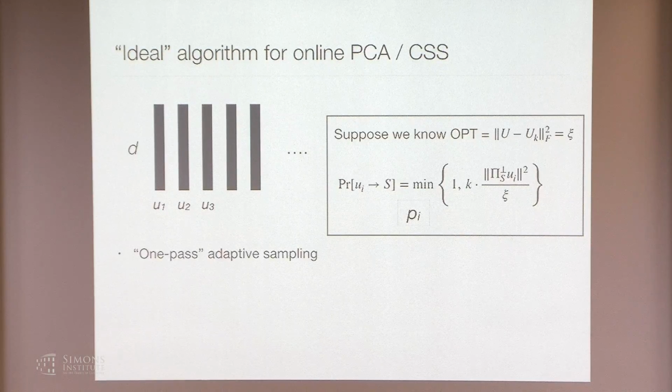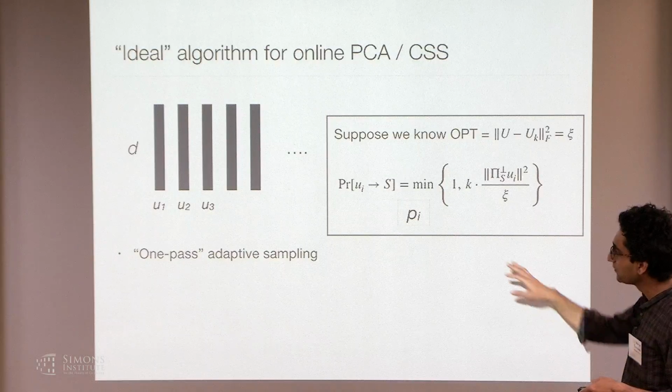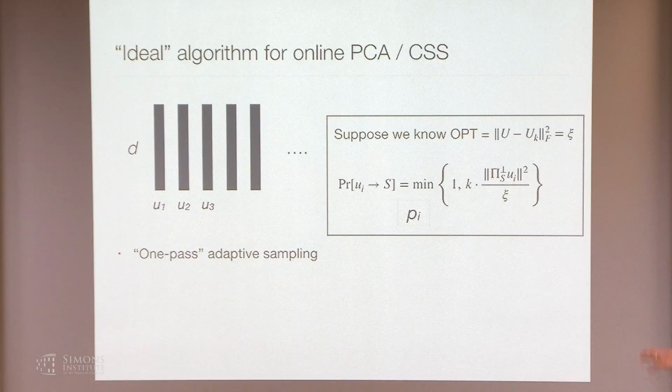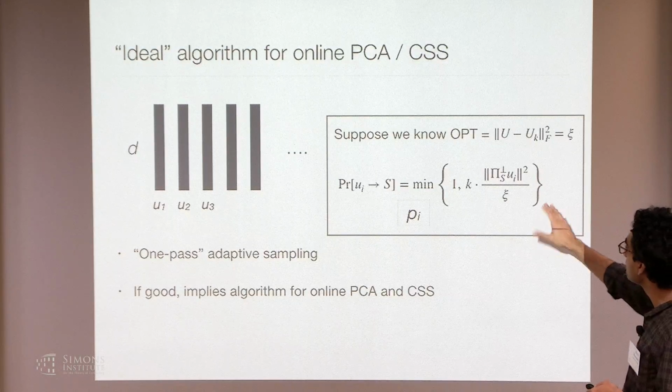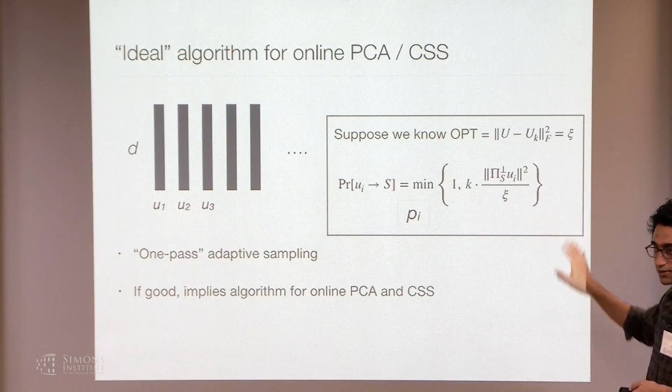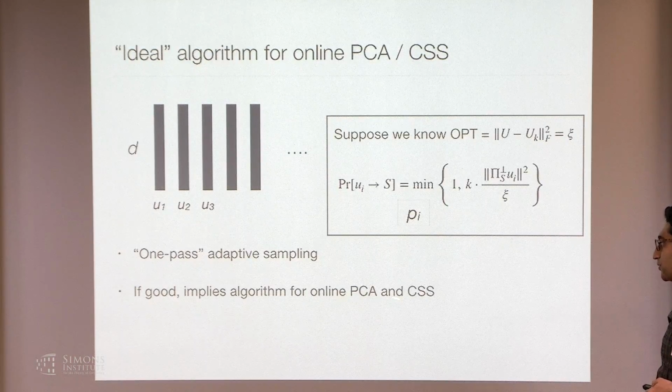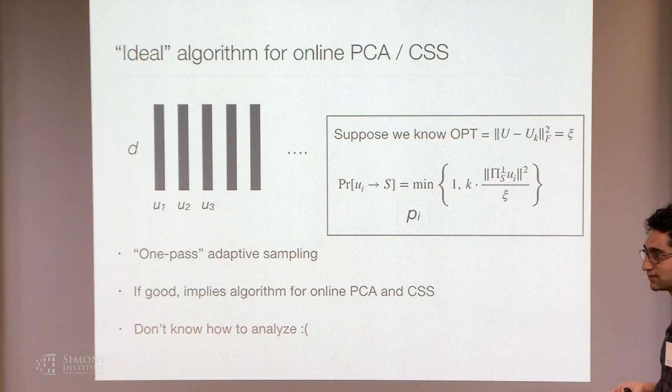For those of you who know adaptive sampling for PCA and so forth, this is like a one-pass adaptive sampling. It just picks one after another. If you are able to prove good guarantees for this very simple algorithm, you actually get online algorithms for both PCA and column selection, because you're actually choosing some columns and adding them to S each time. But it turns out this simple algorithm we actually don't know how to analyze. We believe that this also gives a good approximation, but we don't know how to analyze it.